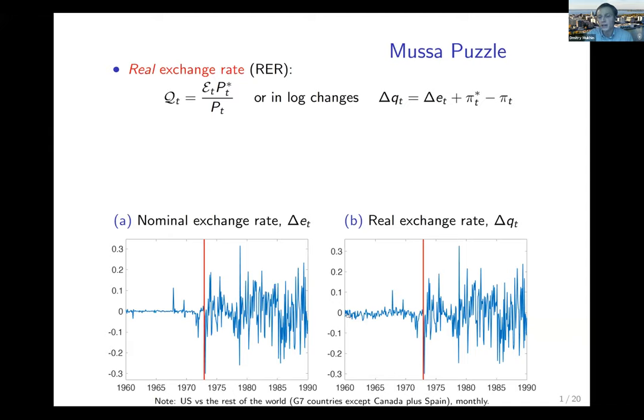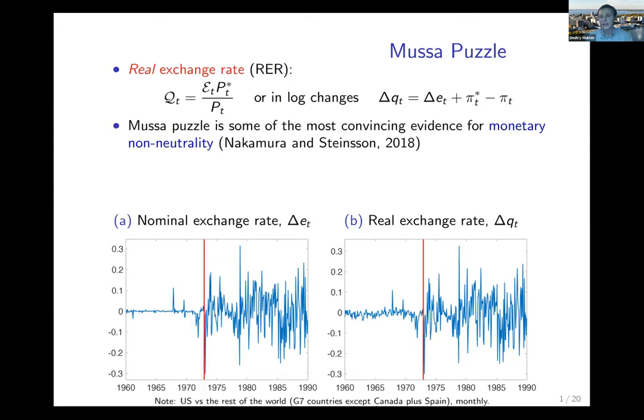We see that the real exchange rate was pretty stable up until 1973, and then it starts moving almost one-to-one with the nominal exchange rate. And so it has the same high volatility. So why is this fact interesting? Well, one of the reasons is because it is considered a prime evidence of monetary non-neutrality.